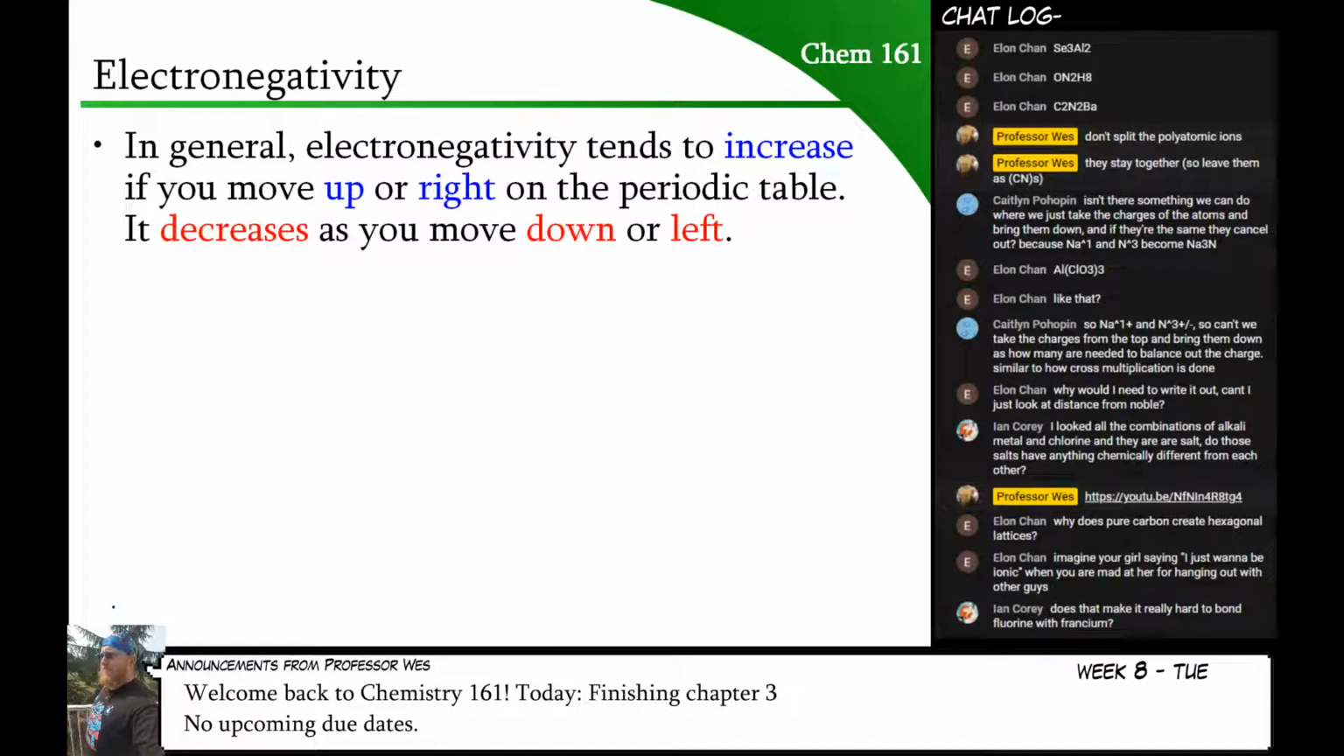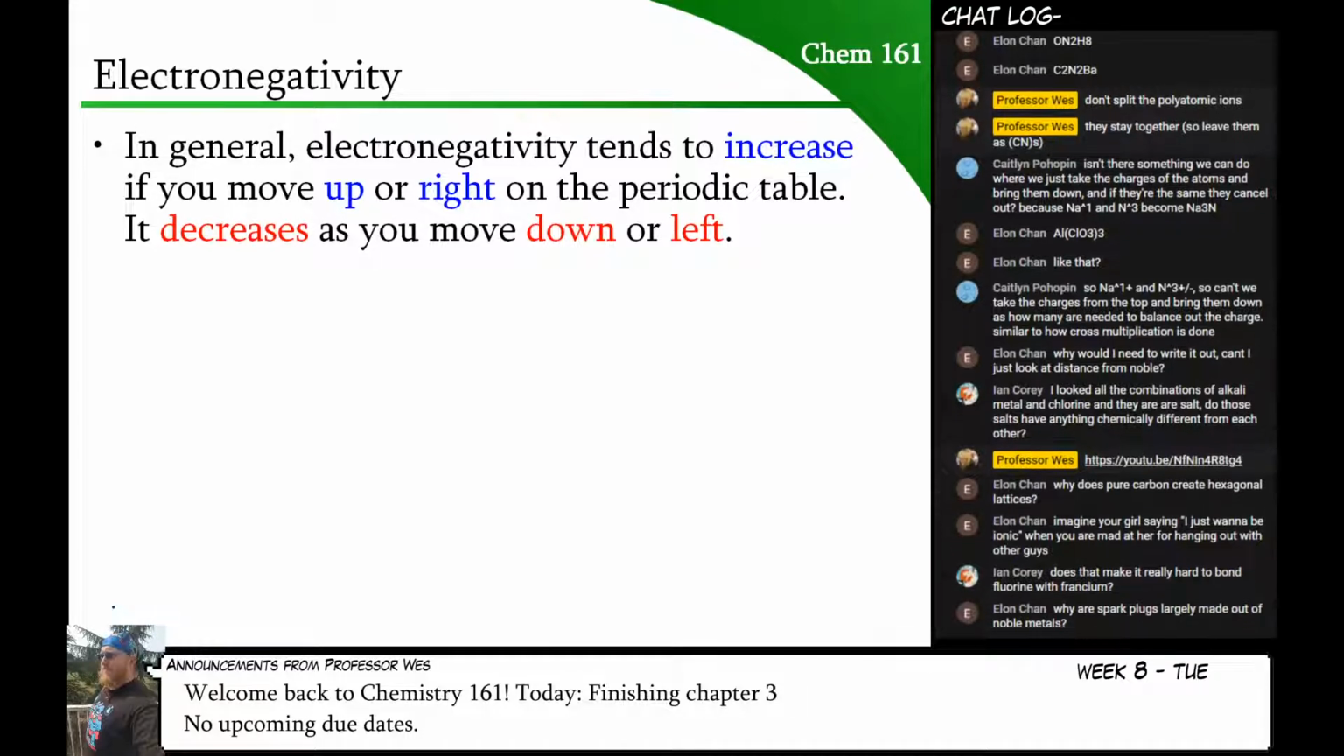The end result is that if I give you a periodic table, or you look one up online, then you will be able to predict the electronegativity of any two elements relative to each other based on their position. Now, does it make it really hard to bond fluorine with francium? Fluorine and francium should bond super, super easily. Because francium's like, oh, I really, really don't want this electron. And fluorine's like, yoink, it's mine now.